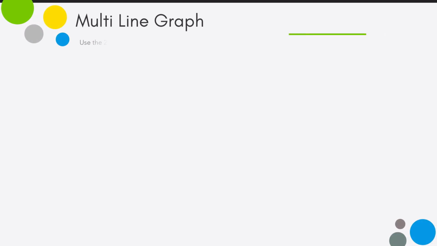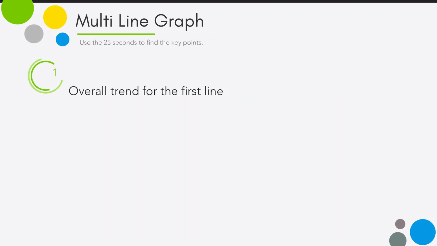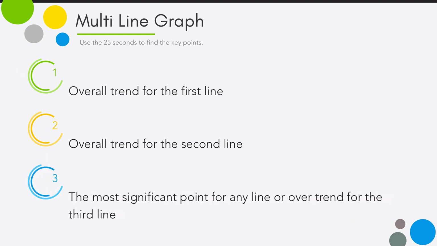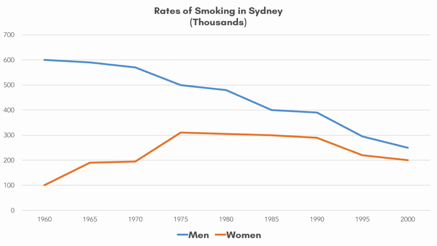During the 25 seconds, you should identify these 3 points. Overall trend for the first line, overall trend for the second line, the most significant point for any line, or overall trend for the third line if there is a third line. Take a look again and pick out those trends. Did you find the same points?